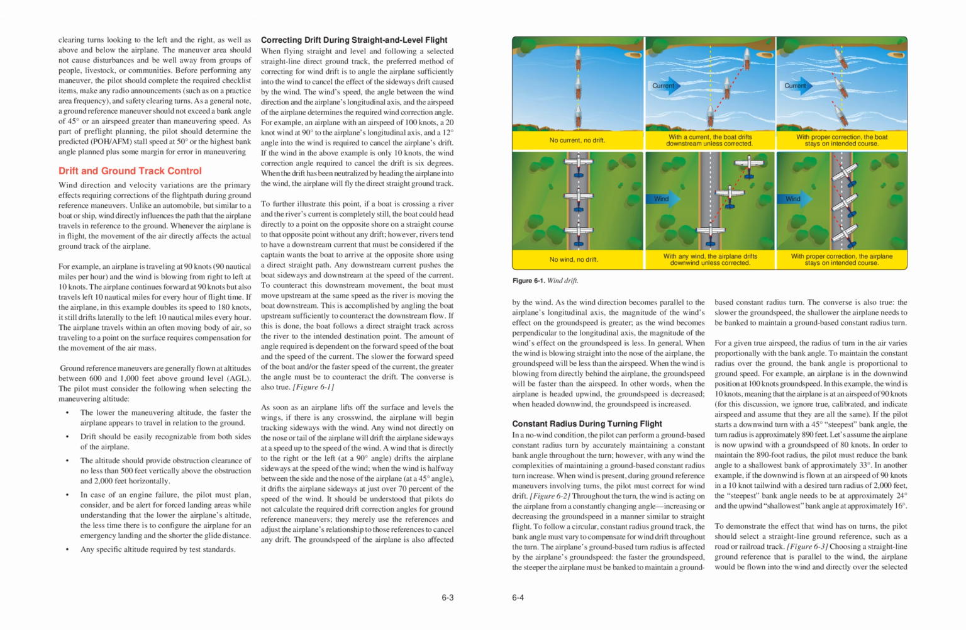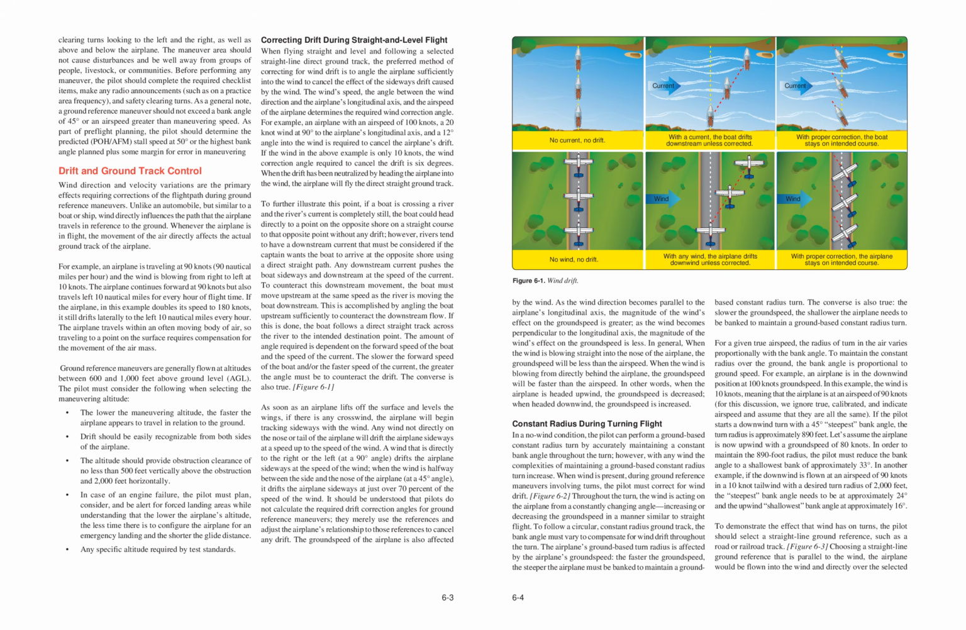In other words, when the airplane is headed upwind, the ground speed is decreased. When headed downwind, the ground speed is increased. Constant radius during turning flight in a no-wind condition. The pilot can perform a ground-based constant radius turn by accurately maintaining a constant bank angle throughout the turn. However, with any wind, the complexities of maintaining a ground-based constant radius turn increase. When wind is present, during ground reference maneuvers involving turns, the pilot must correct for wind drift.